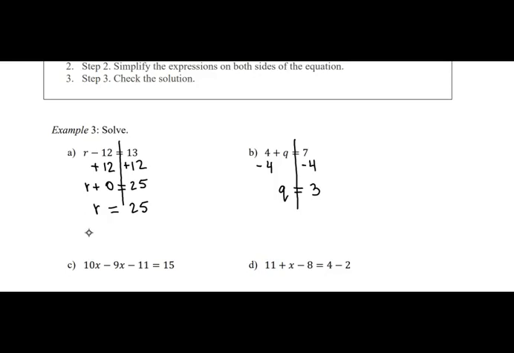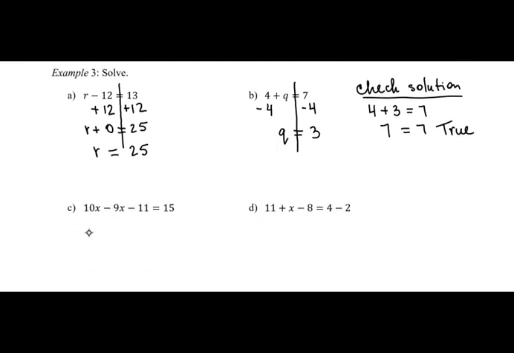The very last step that we need to do, step number 3, is to check our solution. To check the solution, you take your 3 that we calculated to be the solution to the equation. We plug it back into the equation, so we're going to do 4 plus 3 equals 7. So I have 7 on the left side, I have 7 on the right side. That is a true statement, and I have checked my solution. Moving on to part C.